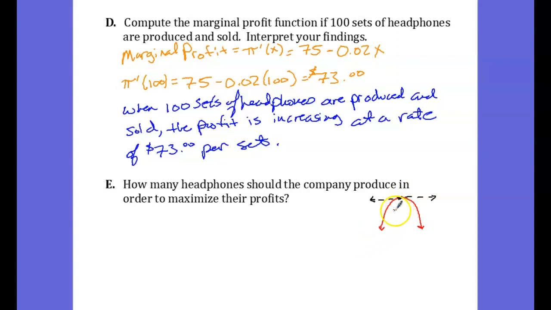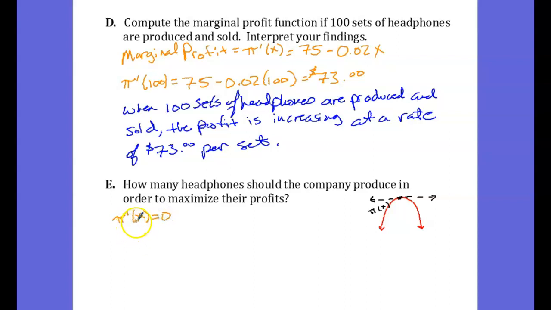Now, if it were a quadratic with a positive coefficient, then the parabola would open up, and the place where the slope equals 0 would be a minimum. But in this case, we're wanting to maximize this function, P of x. So let's find out where the derivative is equal to 0.